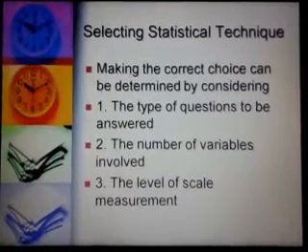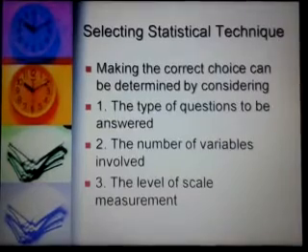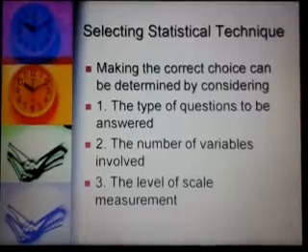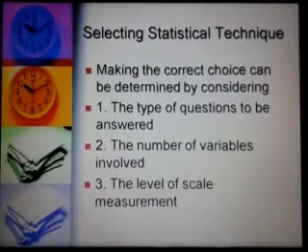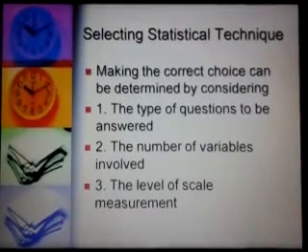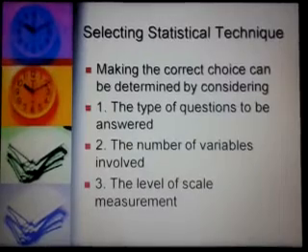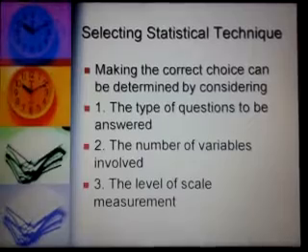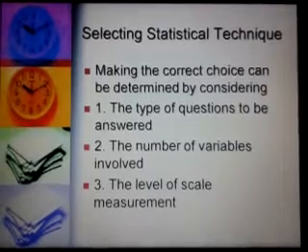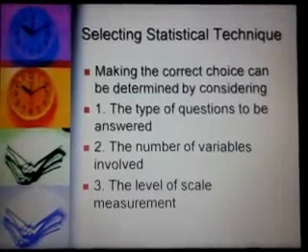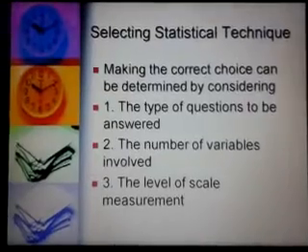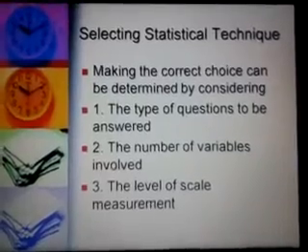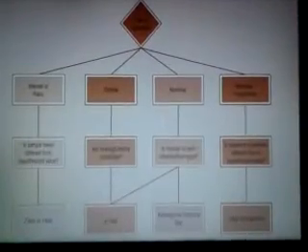The number of variables involved is again a very important thing to be considered. Depending on the number of variables that we are actually examining, the tests are different. And the other important thing is the level of scale measurement. There are some tests which are good for certain types of scales. So depending on the scales that we have used, we need to consider the test. In our next slide, we will discuss how different scales influence the tests.